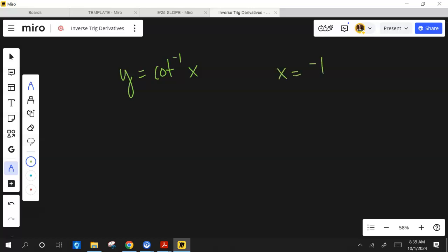Find an equation for the tan line at the point x equals -1. Remember what I told you?